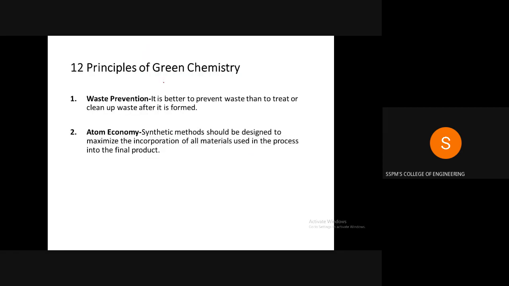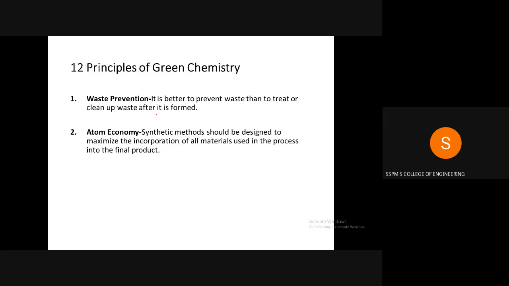First one is the waste prevention principle. It is better to prevent waste rather than to treat or clean up the waste after it is formed. So you can focus on chemical reactions or manufacturing of products that do not produce waste. Waste means what? It is a byproduct. Basically, we can say that it is a byproduct. If H2 gas is released, or during the chemical reaction methanol is released, that is a byproduct.